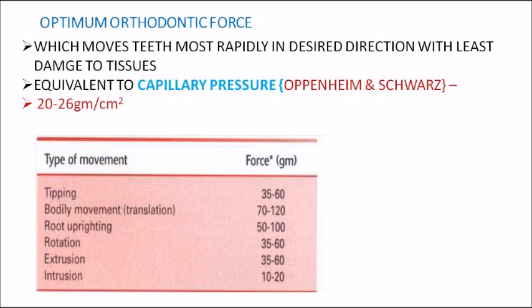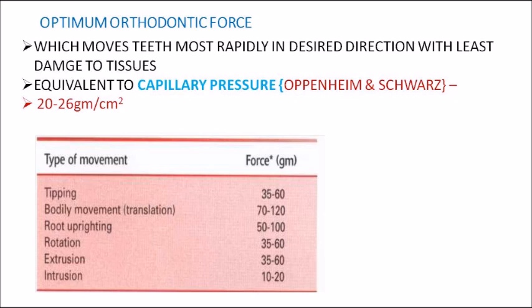Tipping, rotation and extrusion. Now bodily movement is when both the root and the crown are moving equivalently in the same direction, so it will be double that of tipping. When it was 35 to 60 grams for tipping, it is 70 to 120 grams for bodily movement. That is, double the force required for tipping is needed for a bodily movement. Now coming to root uprighting or torquing movement, the amount of force required is 50 to 100 grams.